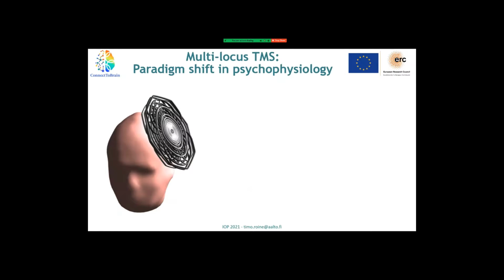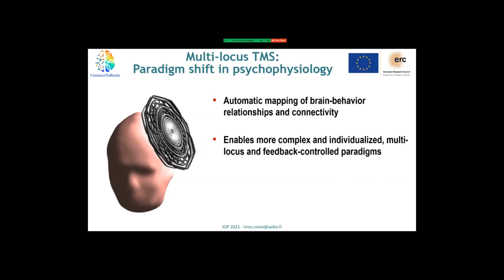However, with Multilocus TMS, we will use multiple coils to be able to stimulate and electronically move the stimulation locus. This enables many other applications, for example, automatic mapping of brain-behavioral relationships and connectivity. It also enables more complex and individualized multilocus and feedback control paradigms. In addition, the protocols can be performed faster because of the automation, and the user dependencies and operator dependencies are eliminated.